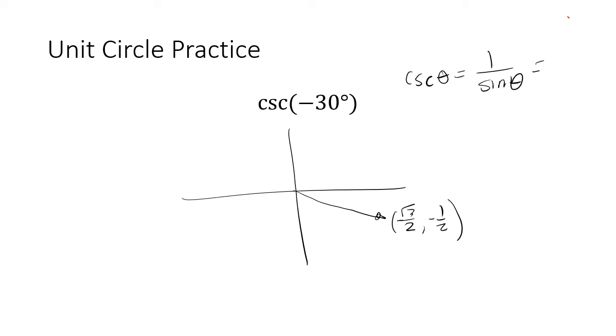And the sine of theta in this case is going to be negative 1/2. So 1 divided by negative 1/2 is negative 2. So the cosecant of negative 30 degrees is just negative 2.